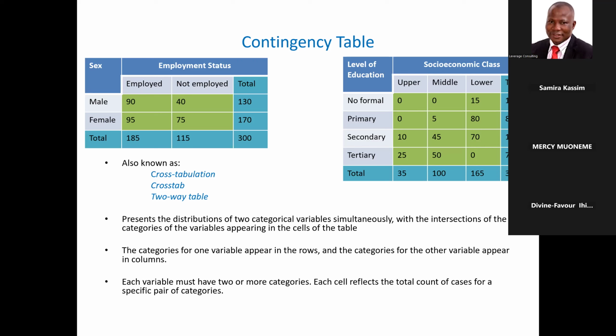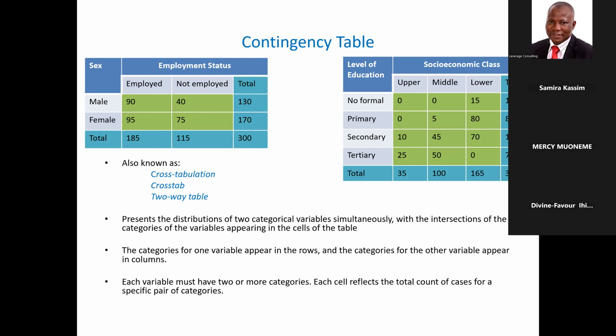Look at the second one. The number of cells is 3 times 4, which is 12. That green area is the number of cells. So you present the distribution of two categorical variables. We already said chi-square is for association between two categorical variables, that is, comparing proportions between independent groups.